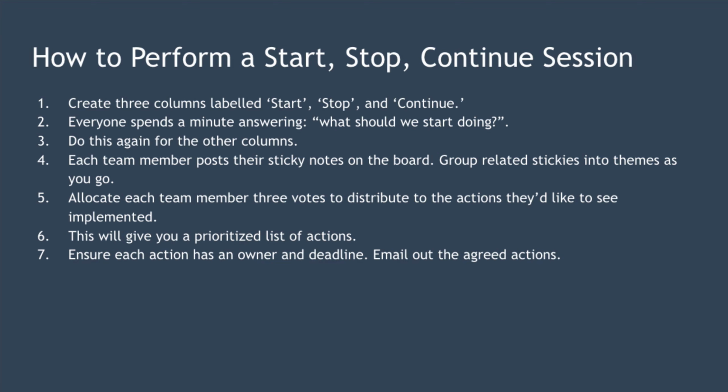Six, the output from the previous step will be a prioritized list of what your team should start, stop, and continue doing. And finally, number seven, before wrapping up the session, ensure that each action has an owner and a deadline so that it gets done in a timely fashion. Finally, email the agreed actions to all of your team members.